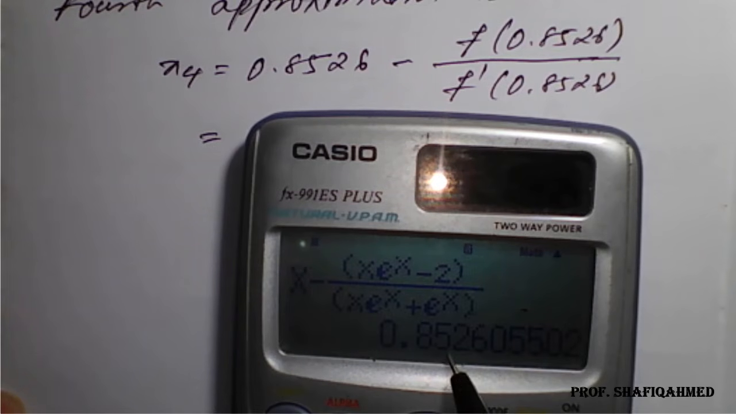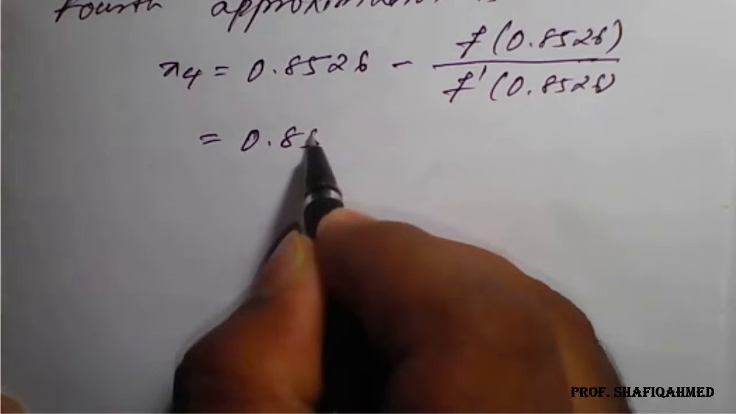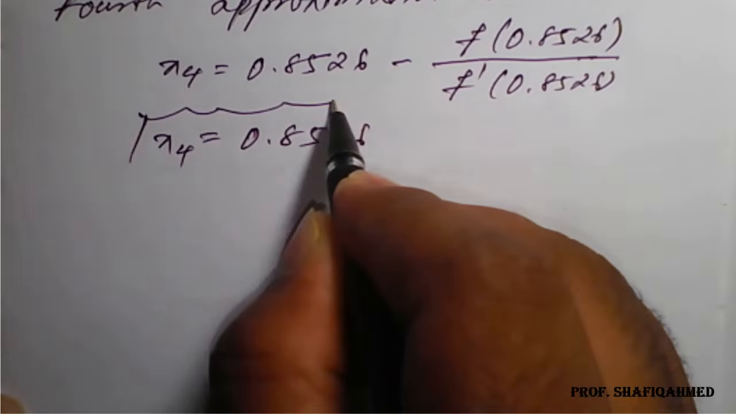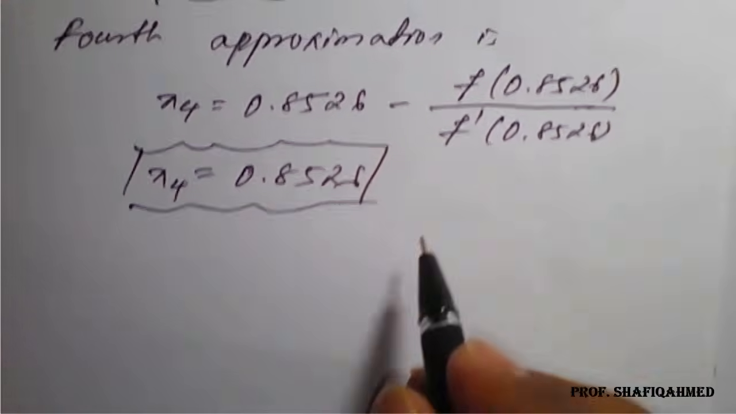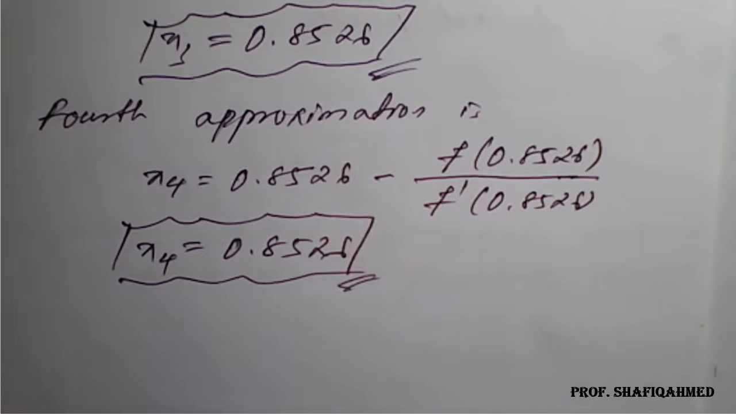Again we are getting the same answer, 0.8526. So x3 is also 0.8526 and x4 is also 0.8526. Both results are matching, approximately the same.